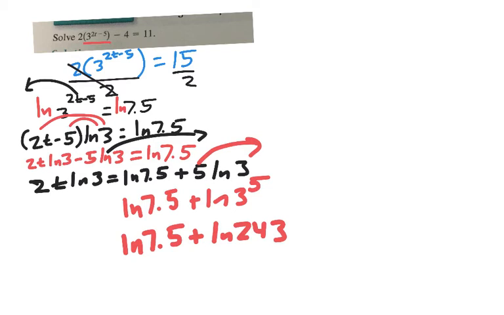Now what do I have? I'm adding logs on the same side, so I can multiply the arguments. So I could rewrite that as 7.5 times 243, which I can't do in my head. At least not this morning I can't. 1822.5.